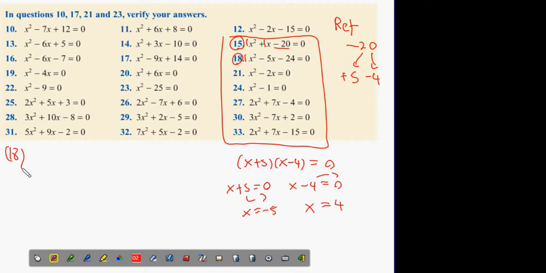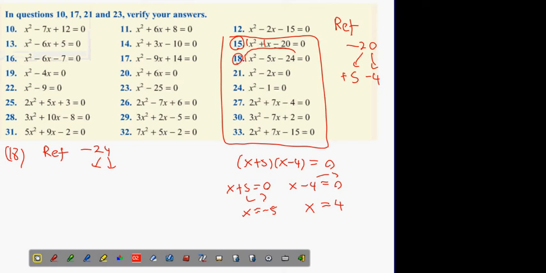Okay, Nick, what about number 18? You multiply 1 by 24, so the reference number is what? Minus 24. Two numbers that multiply to give you minus 24. 6 and 4? 6 and 1? Give me a second.